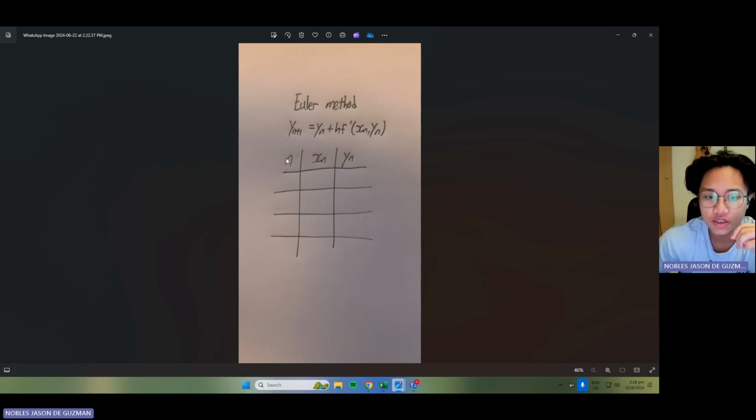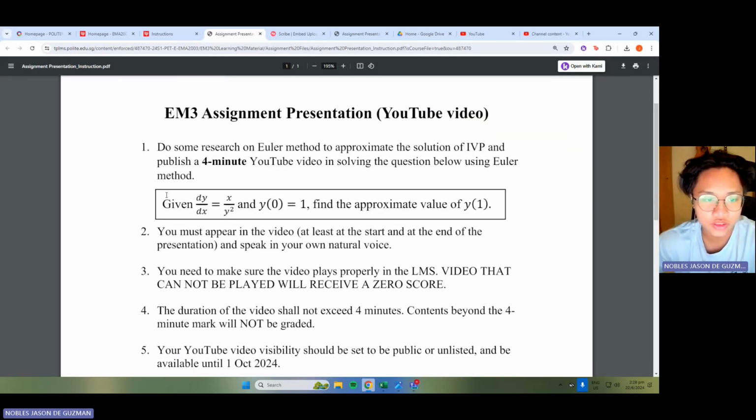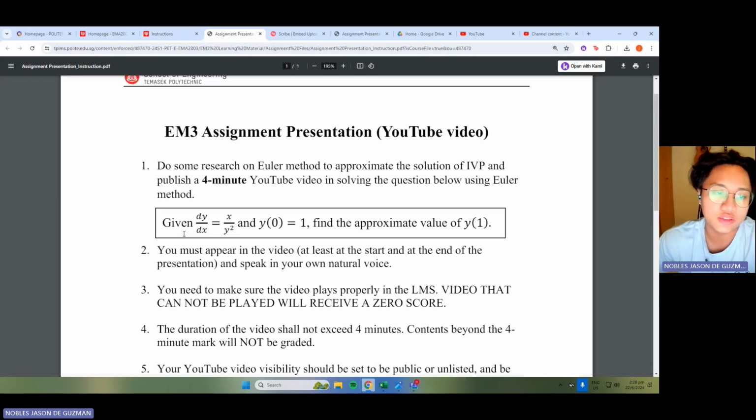And n over here is basically the position value, so it's going to be from 0 going up, like 0, 1, 2, 3, 4, 5, 6, and so on. And then x is going to be the x value, which is going to be changed by the step size. And then y is what we're trying to find, which is going to be the estimated value using Euler's method.